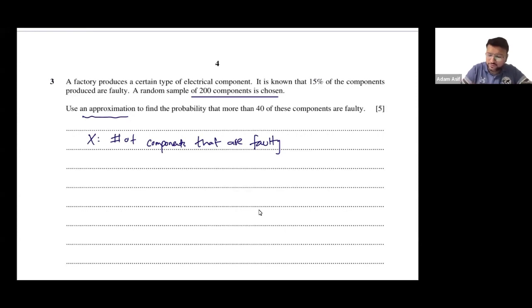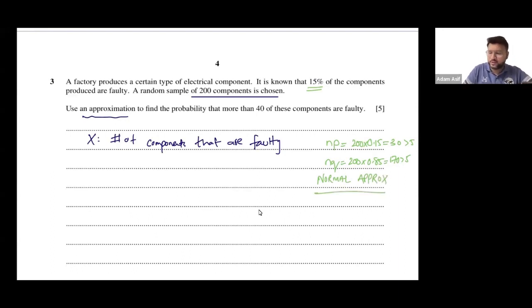To use normal approximation, we need to make sure that the conditions of the normal approximation are fulfilled. That is, np and nq must be greater than 5. n is 200. There are 200 components, and the probability that a component is faulty is 0.15. So 200 times 0.15 is 30, and 200 times 0.85 is 170. Both values are greater than 5, so we are going to go for normal approximation.